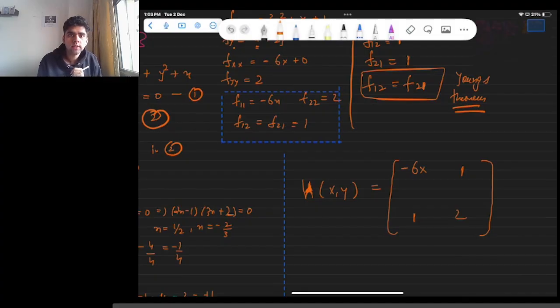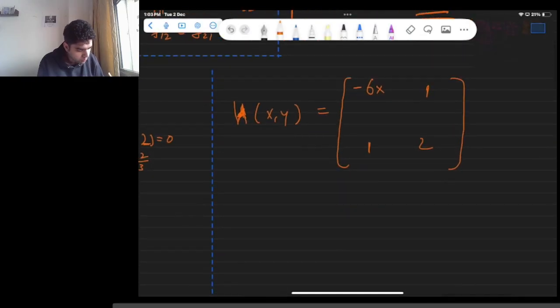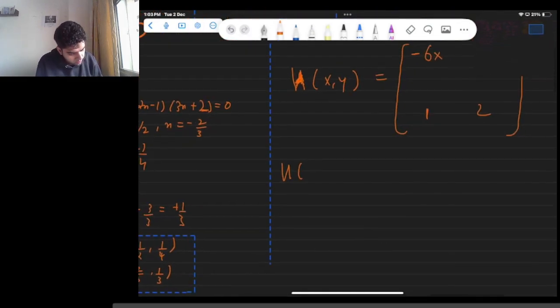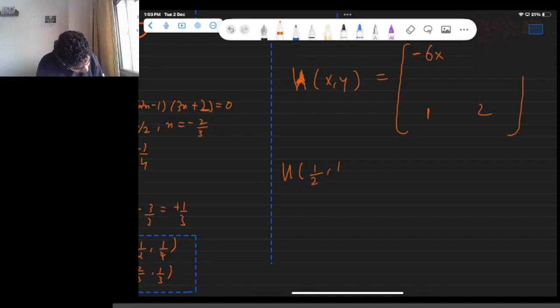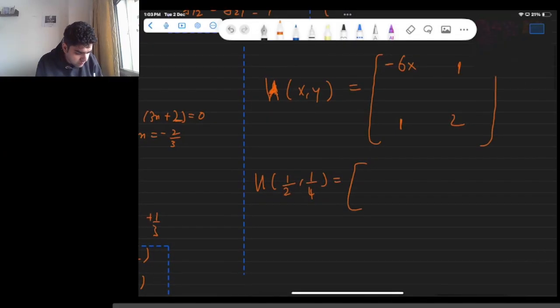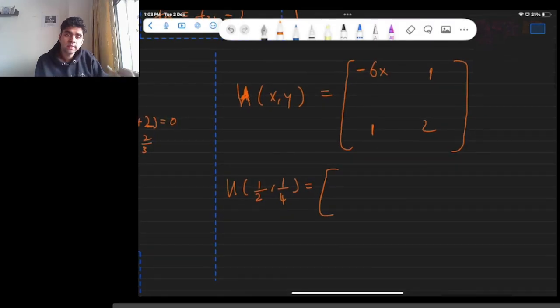Now what I'll be doing is substituting the values of my stationary points. So my first stationary point was half comma 1 by 4. Now I'll be substituting this half comma 1 by 4. So if I substitute half in this minus 6x, I'll be getting minus 6 into 1 by 2, which is minus 3.